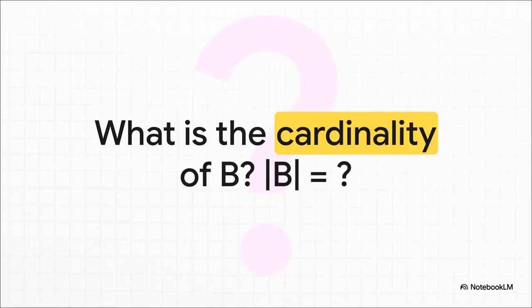So here's a little pop quiz for you. Looking at this weird structure, what do you think the cardinality of set B is? How many actual elements does it have? Go on, take a second and count them up. The answer is 4. I know, right?